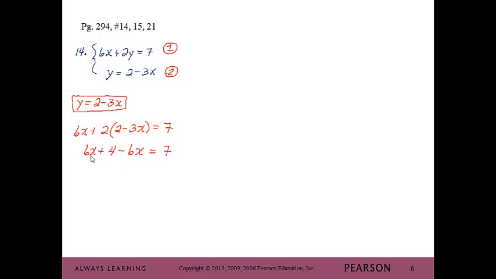Combine our like terms, 6x minus 6x, well, that's 0. They cancel each other out. So we're left with 4 on the left side. So now we have 4 equals 7. This, however, is not true. Therefore, the solution would be no solution. So if we were to graph these two lines, we will see that they actually are parallel.